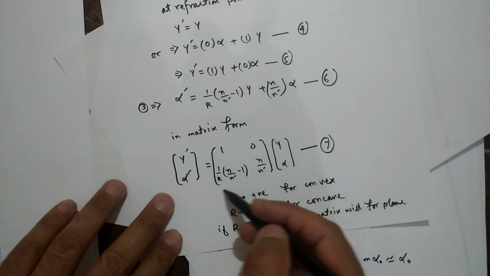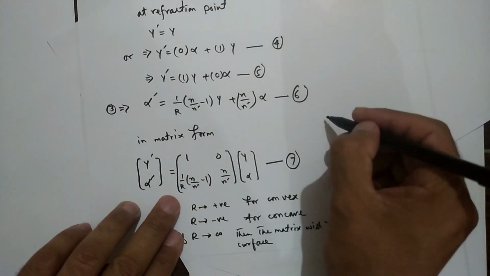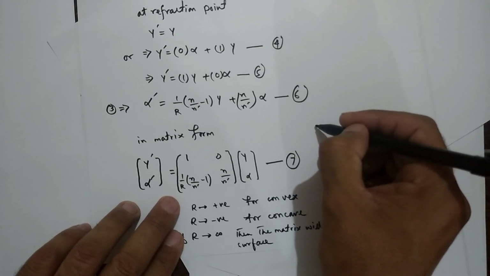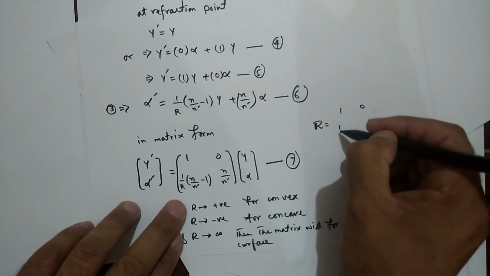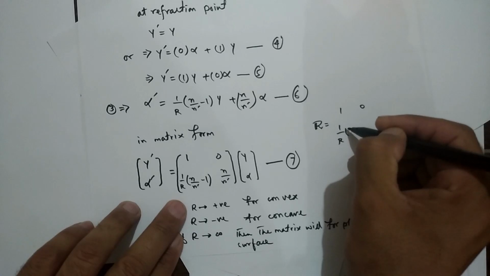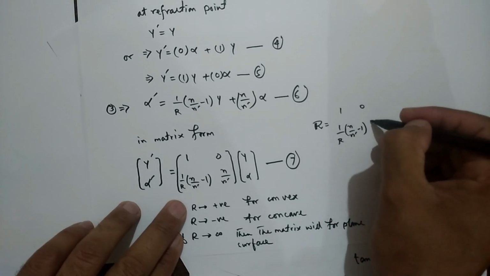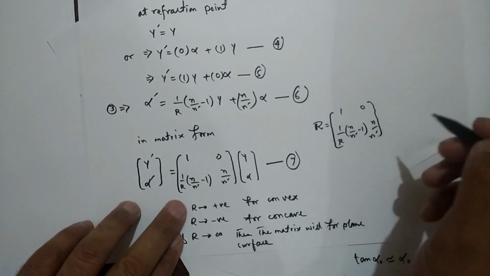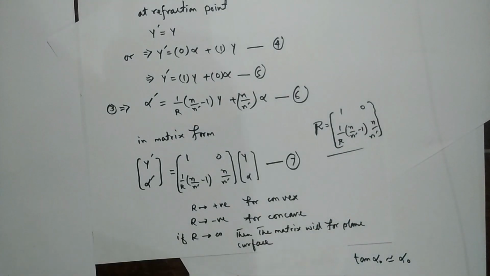So this matrix is actually the matrix for refraction, so we can write it as R is equal to 1, 0, 1 upon r times n upon n prime minus 1, n upon n prime. This matrix should be remembered. This is for the refraction due to a spherical surface.